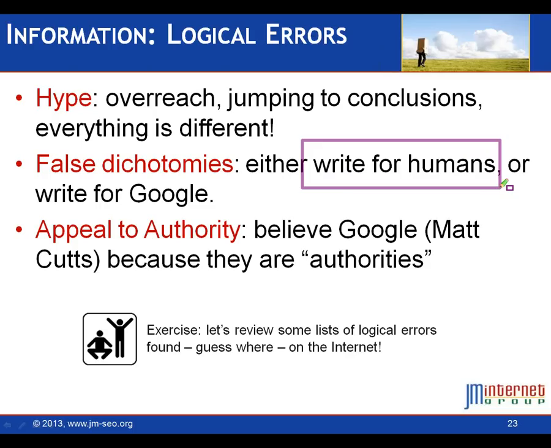That's a false dichotomy. You can write really good content for humans, well-written, great content, and you can also have keywords in it that are Google-friendly. So it's not write for Google or write for humans. It's both. It's not write post-Hummingbird in natural syntax or use tag structure. It's both. The logical fallacy is the false dichotomy.